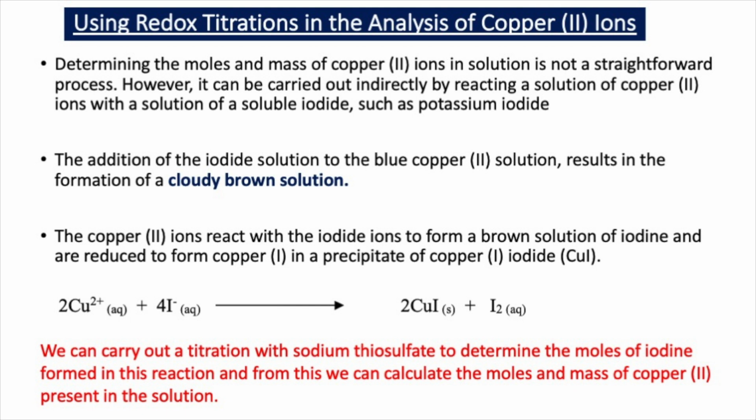And we can carry out a titration with sodium thiosulfate to determine the moles of iodine formed in this reaction. And from this, we can calculate the moles and mass of copper 2 present in the solution. So this is what we mean by carrying out an experiment indirectly to measure the moles and mass of copper. We react the copper 2+ with an iodide solution to form copper 1 iodide and iodine, and then we can titrate the mixture with sodium thiosulfate, a reducing agent, to find the moles of iodine, and from this we can work out the moles of copper and the mass of copper present.